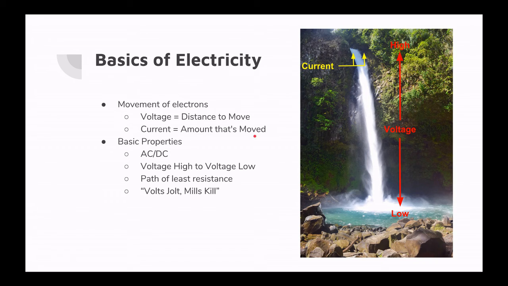Additionally, electricity can be either alternating current or direct current. For today, we're only going to be concerned with direct current. Also, an important property is that electricity always flows from voltage high to voltage low. So going back to the waterfall, you would never see water going from bottom back to the top. Electricity performs the same way.